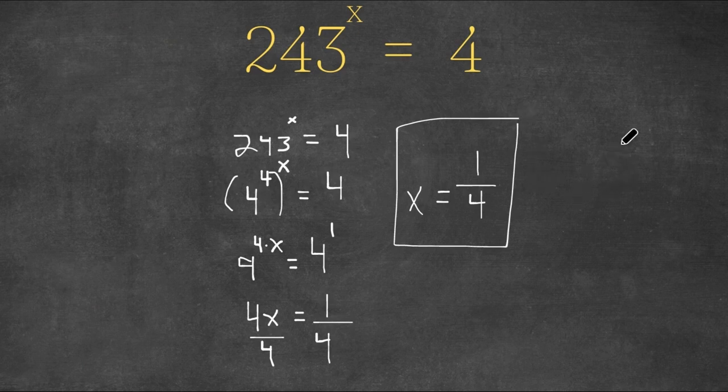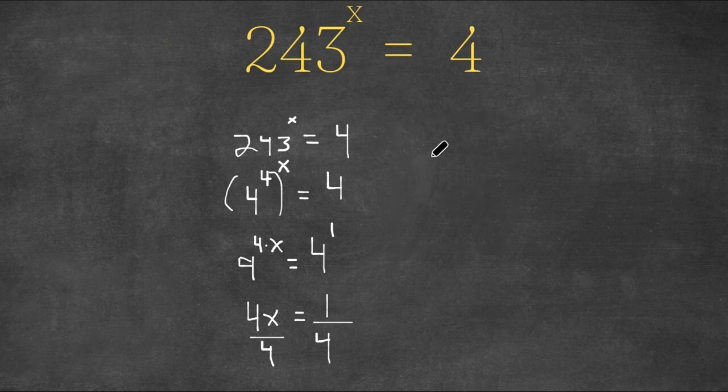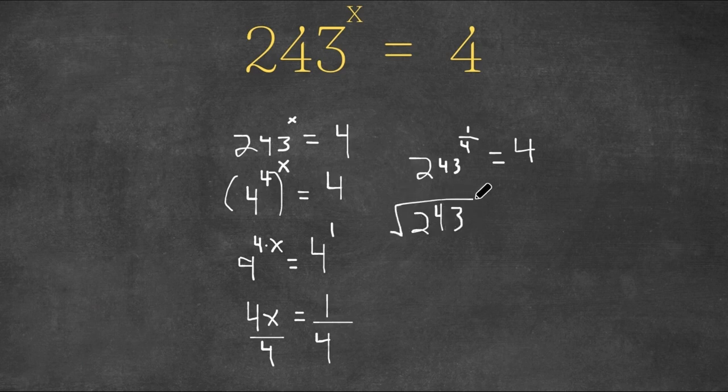Now, why don't we check our work here? Let's go back to our problem and plug in 1/4 for x. So we have 243 to the power of 1/4, this equals 4. And something to the power of 1/4 is the same thing as the 4th root. This is the same thing as the 4th root of 243, and this equals 4.